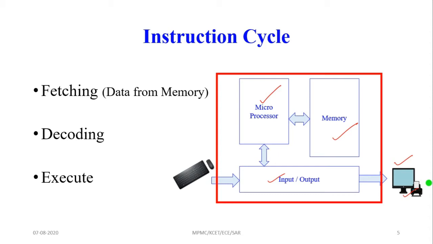Next, how data can be stored in the random access memory. We will discuss that in upcoming slides. Before that, I want to tell you one thing. The microprocessor is directly connected to the memory and the input output devices. The input output devices and memory are not connected directly to each other; they are connected only through the microprocessor. Clear?